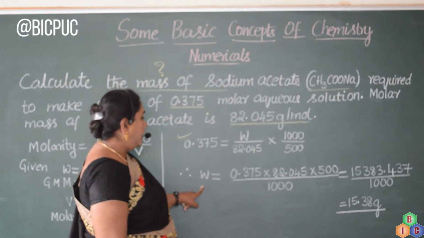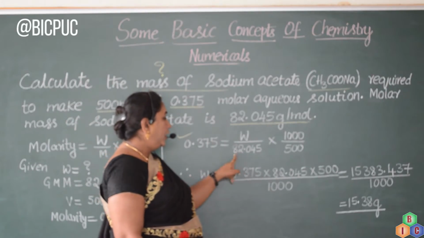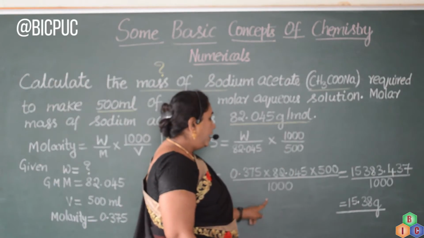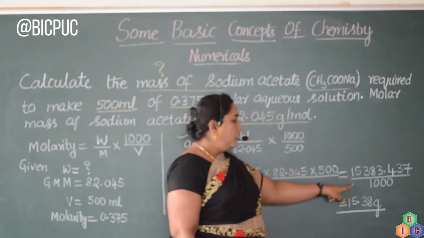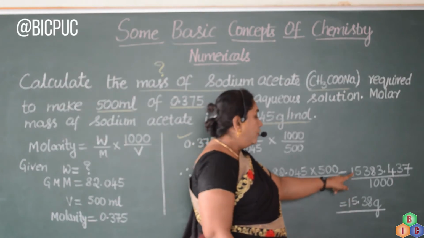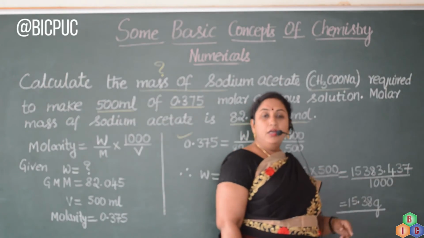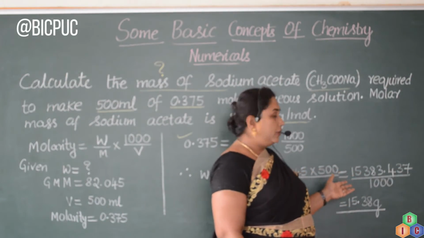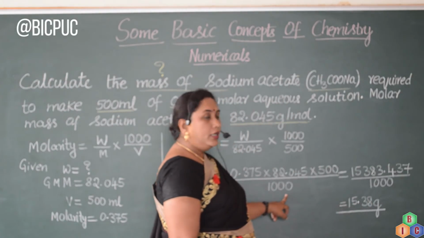So W will be equal to 0.375 into 82.045 into 500 divided by 1000. So, when we multiply all of this, we get the value as 15383.437. You can just do this calculation using your calculator and you will arrive at the same answer, divided by 1000.